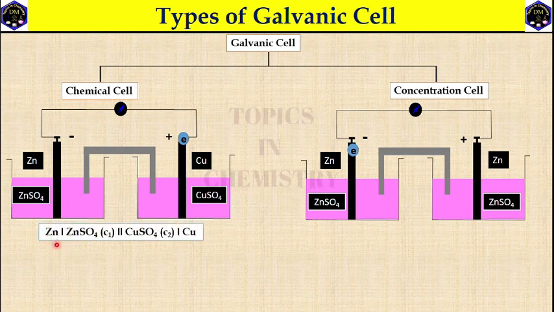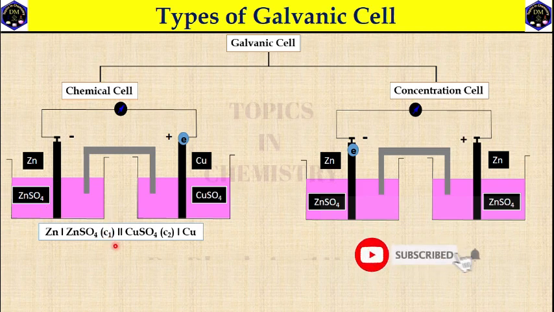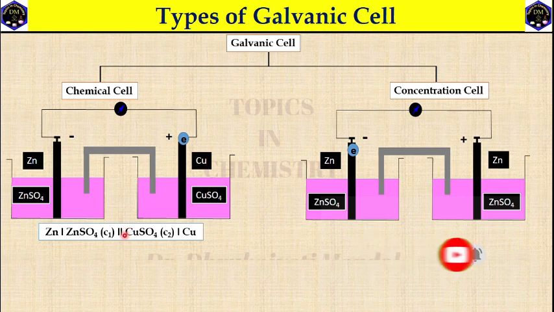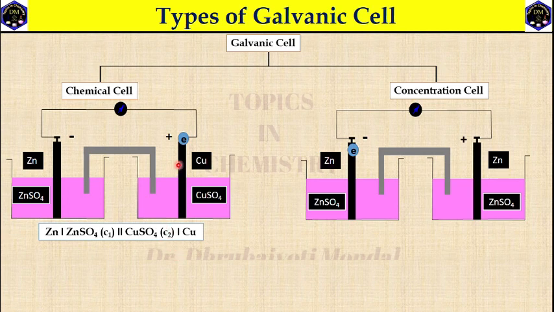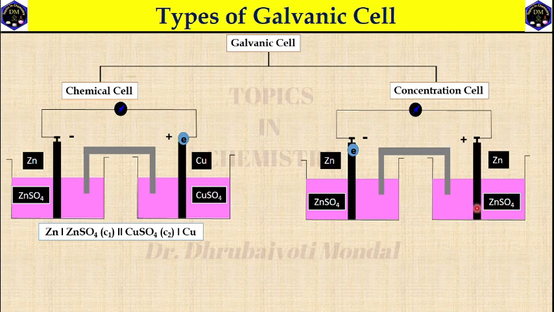Now what is the cell notation? You can see this is the cell notation: Zn, zinc sulfate. The zinc sulfate concentration is given in bracket, this is C1. Then you are using the salt bridge, so double vertical line. Then this is the other electrolyte, copper sulfate. Here the concentration given in bracket is C2, and this is the copper electrode. Here this is the left hand electrode, so oxidation takes place, and this is the negative electrode. This is the right hand half cell, the positive electrode, and here reduction takes place.